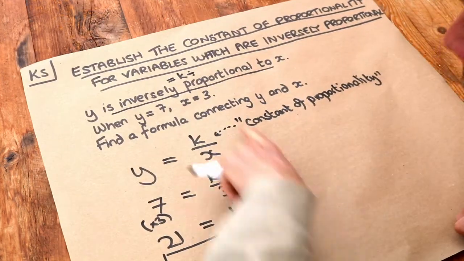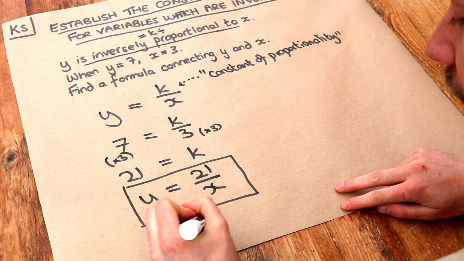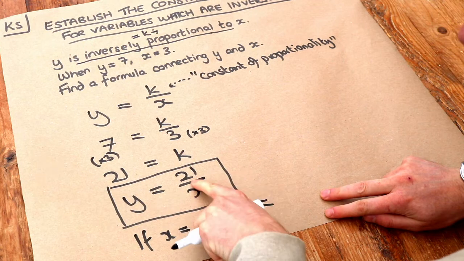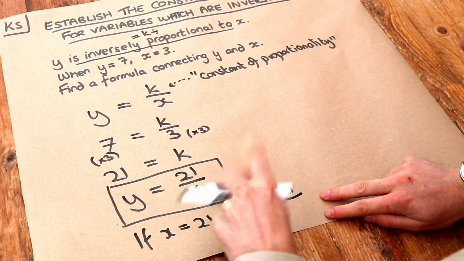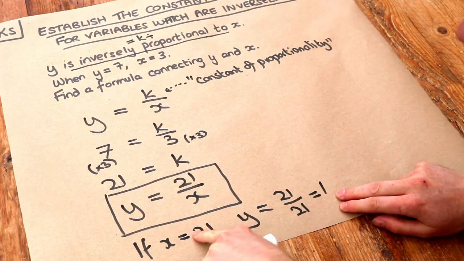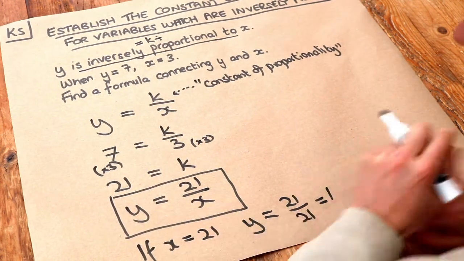And that means that we can have different values of x and y. So if we say that x was 21, then y, according to this formula, would be equal to 21 divided by x, which is 21, and that would be 1. And we can substitute different values of x into this formula to get different values of y.